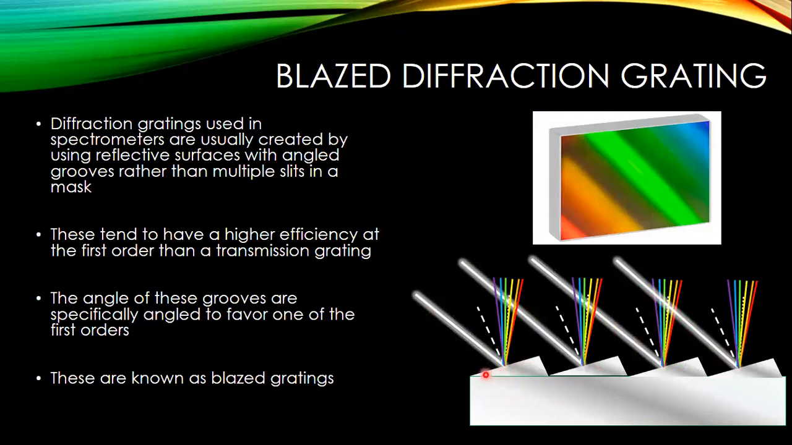I bias it so each of these microscopic surfaces are almost like little mirrors. If they're going to reflect strongest in one particular direction, in the direction that my first order goes, okay, then I'm going to get a higher efficiency.